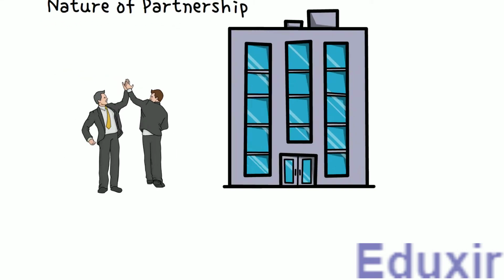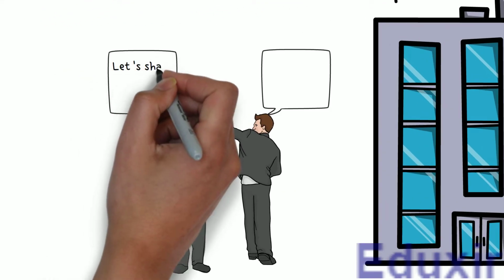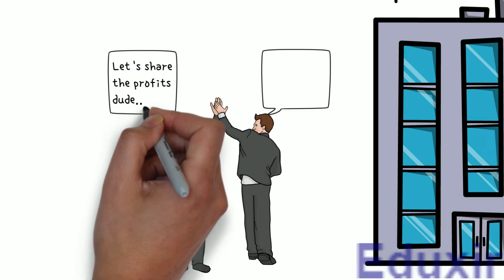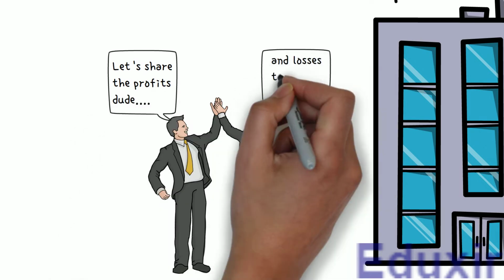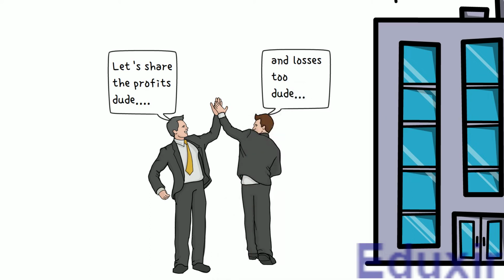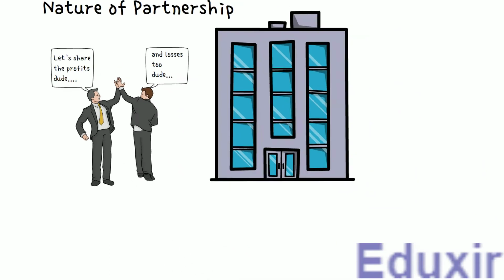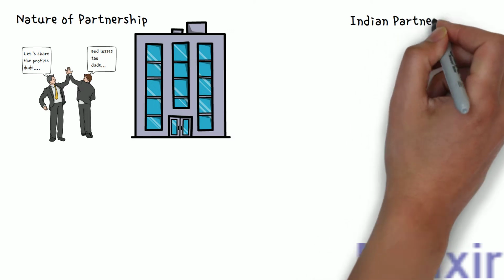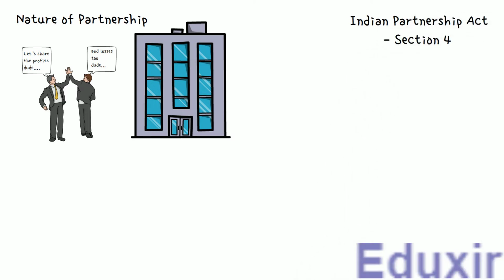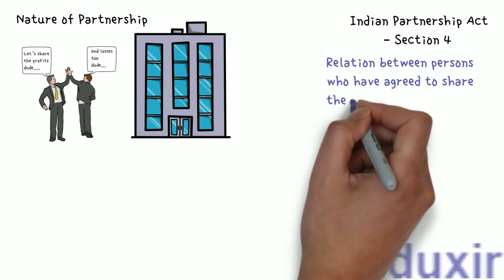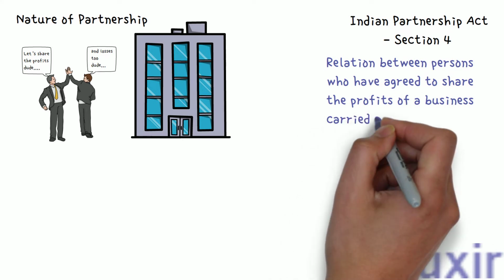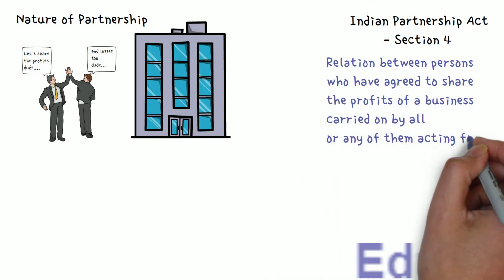Once the business is set up, they should not just share the profits. If there is any loss in the business, they should share the losses also. Now, where did they get this from? This is defined in the Indian Partnership Act Section 4. It defines the partnership as relation between persons who have agreed to share the profits of a business carried on by all or any of them acting for all.